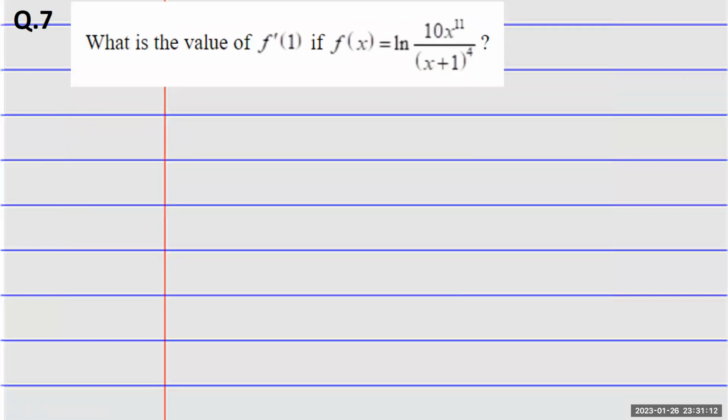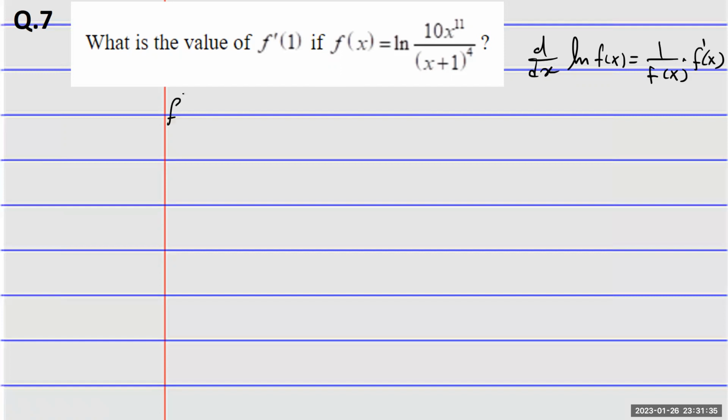This is the last question for our quiz today. What is the value of f prime of 1 if f of x equals ln of (10x to the power 11 over (x plus 1) all to the power 4)? As you know, the derivative of ln of a function f of x is 1 over the function times f prime of x. So apply this rule here.